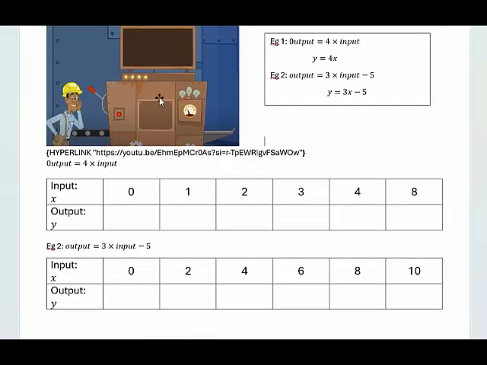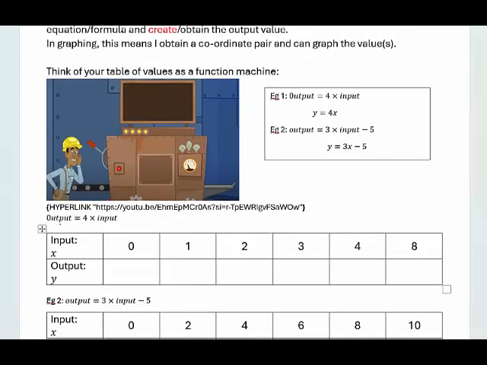Alright, so there is a video here that you could watch. It is on our OneNote page, but in this case I'll go through it with you. My output is going to be Y and my input is going to be X, so this is going to be 4 times X. So when I put it in the machine, it's going to be 4 times whatever number I put in, and this is going to be my out.